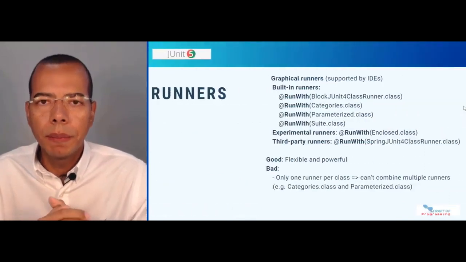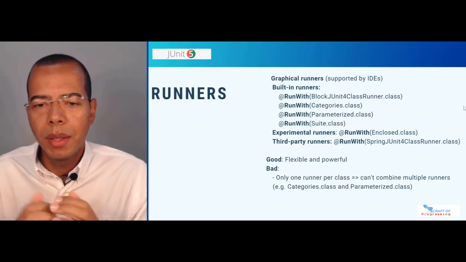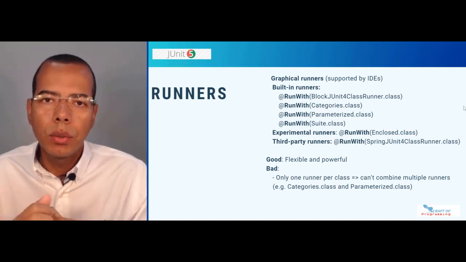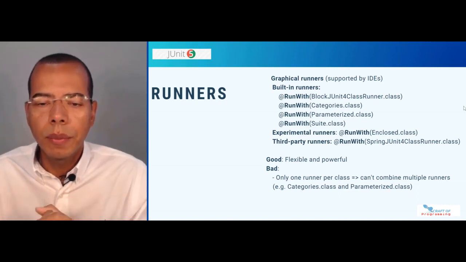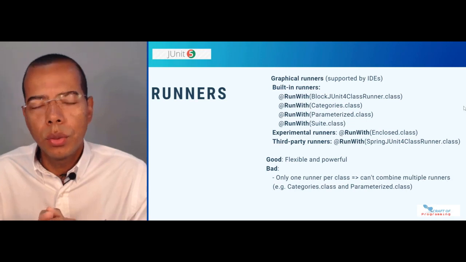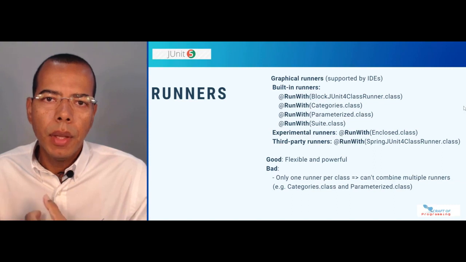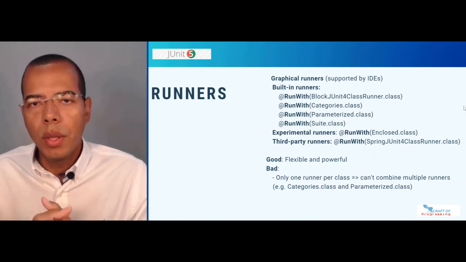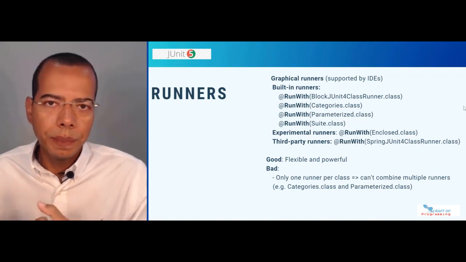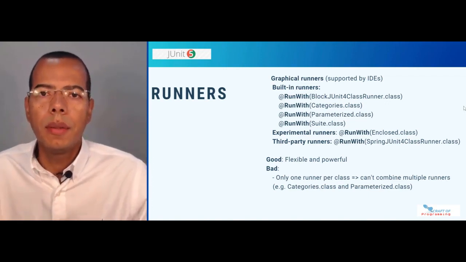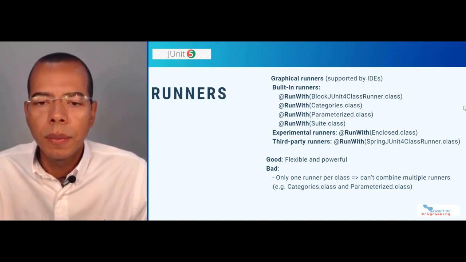the runners, as you can see here, were basically categorized in terms of graphical runners, which were supported by any IDE like IntelliJ or Eclipse, and this is what enabled you to create a JUnit test and then just run it, or go to a package or an entire project and just run all of those tests. So when you do that, the IDE was creating a graphical runner to basically run your tests.